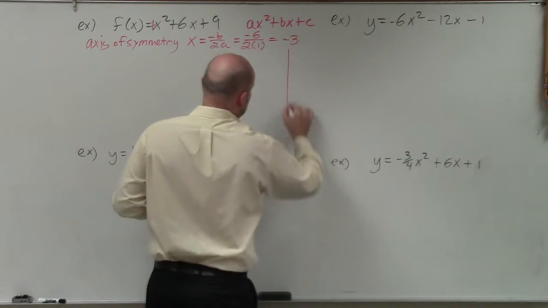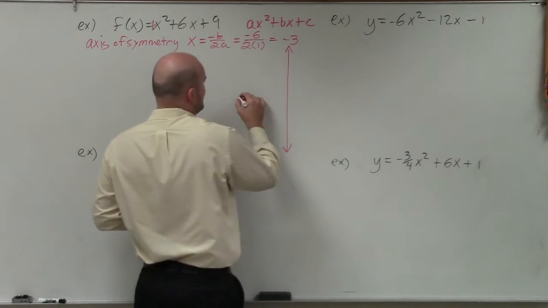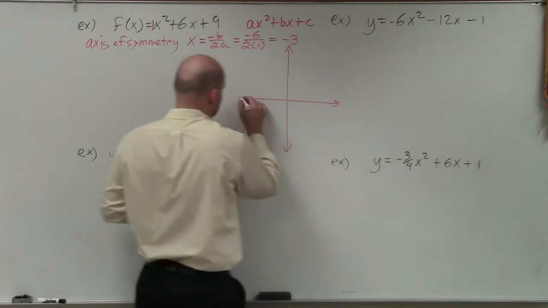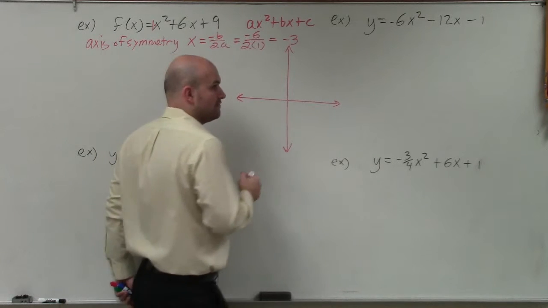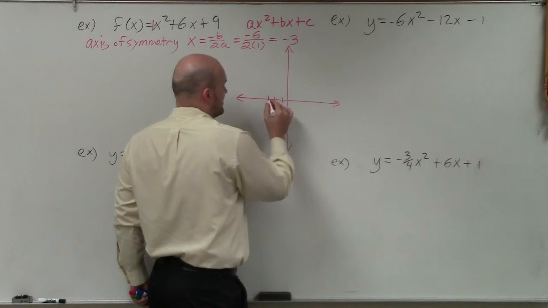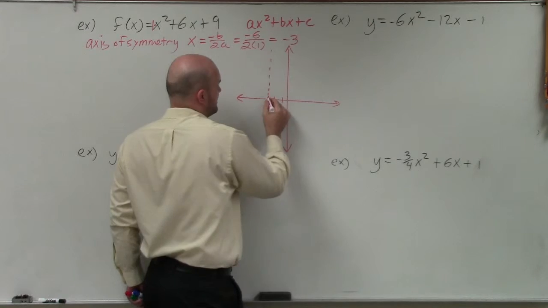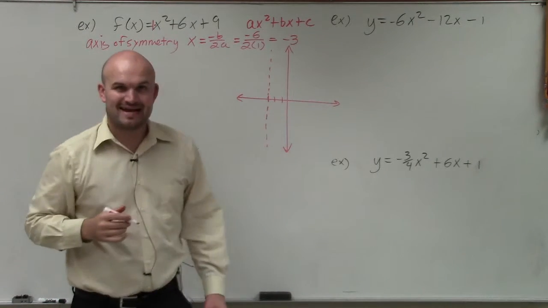Now, if I was going to sketch this graph, to sketch the axis of symmetry, remember that the axis of symmetry is a line. All right? So I'm going to go over to -3. 1, 2, 3. I'm going to scratch a nice little dotted line. OK? There's my axis of symmetry.